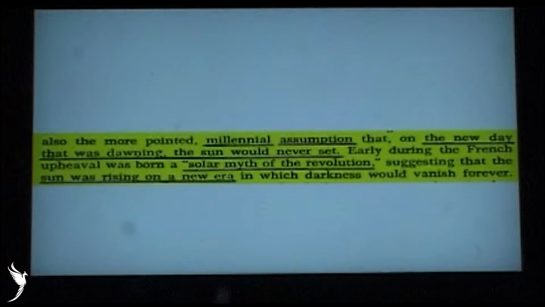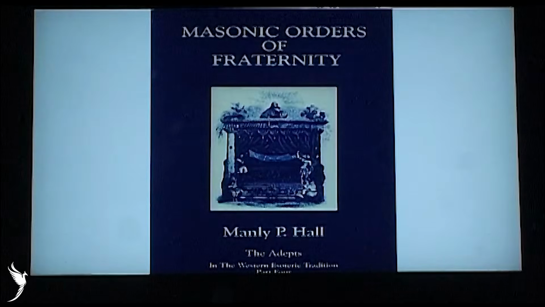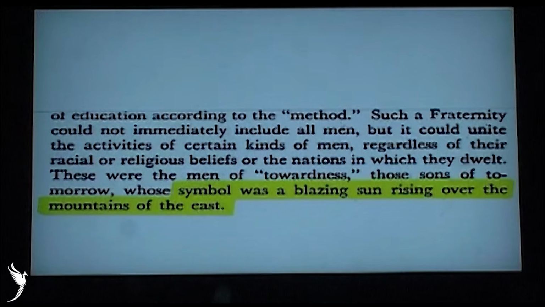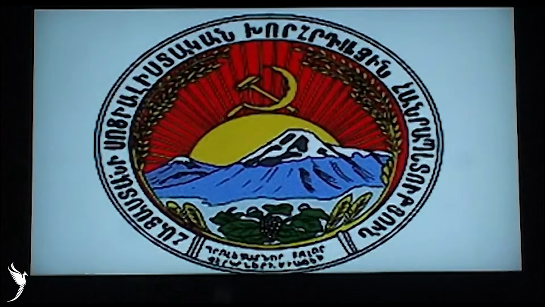So the sun, again, we go back to this concept of the new day that was dawning. The sun would never set. And of course, we go back to Manly P. Hall, who said that the blazing sun rising over the mountains of the east was the symbol for this secret society. Well, as I said, it's a communist symbol of the secret societies, and we see the sun rising behind the mountains of the east. Again, we're talking about this sun order.